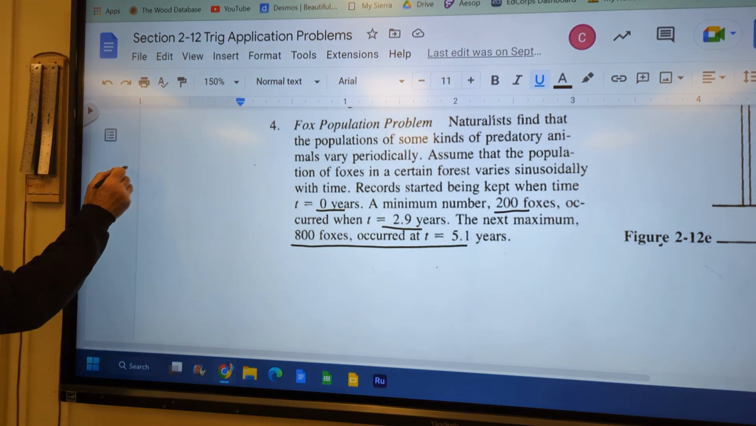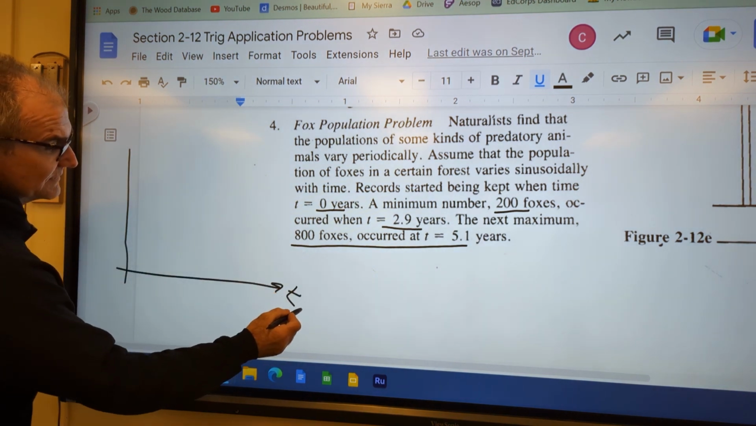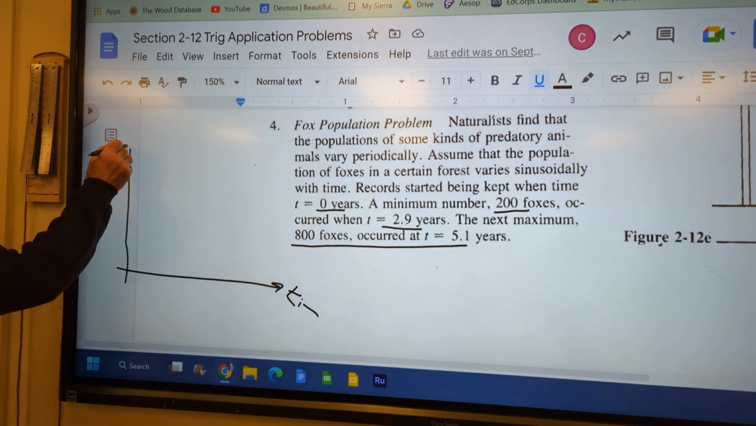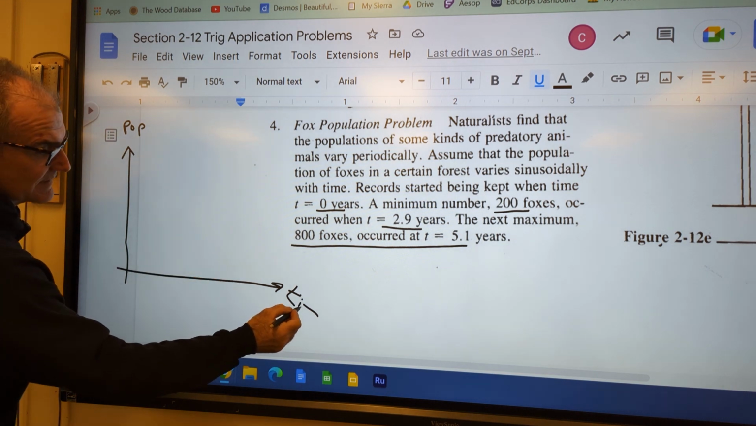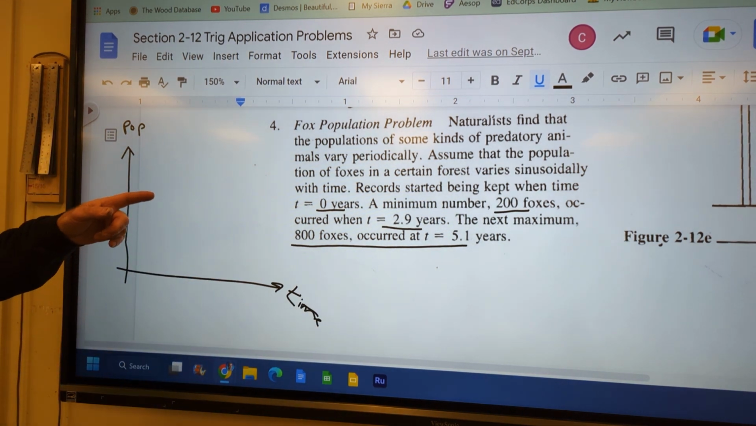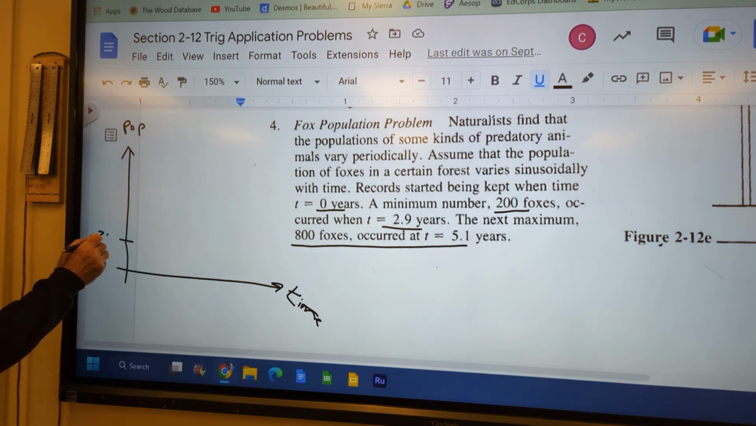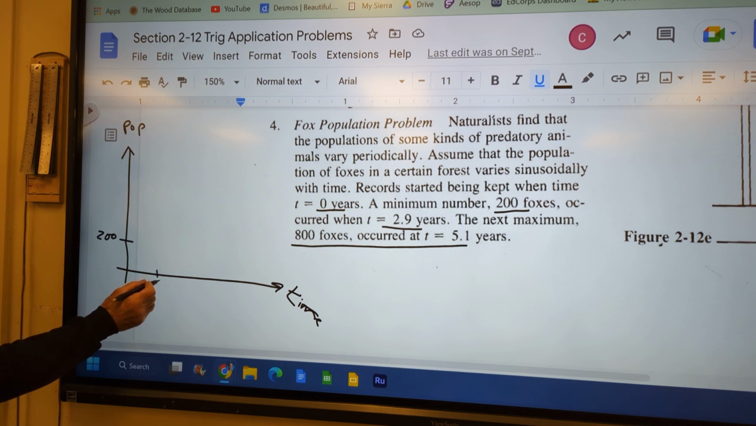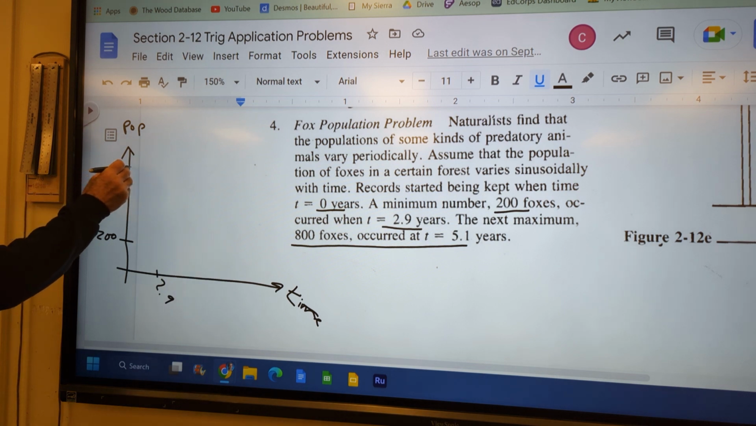So I know the population of the foxes depends on time. So this is years, and then y is population. So this is time in years. So a minimum number of 200 foxes occurred, so I got a population of 200 at 2.9 years. The next maximum, 800, occurred at 5.1 years.